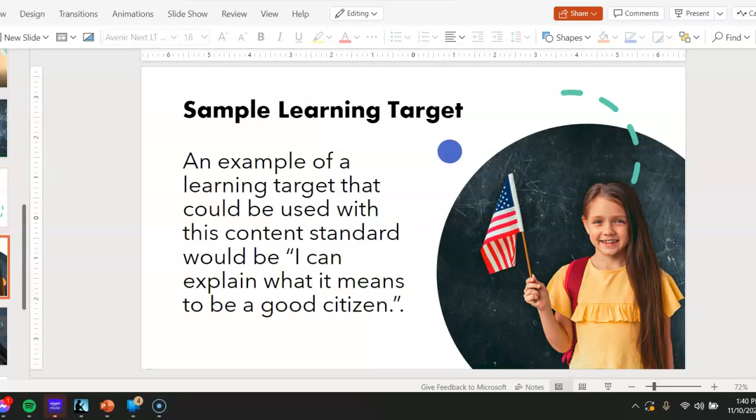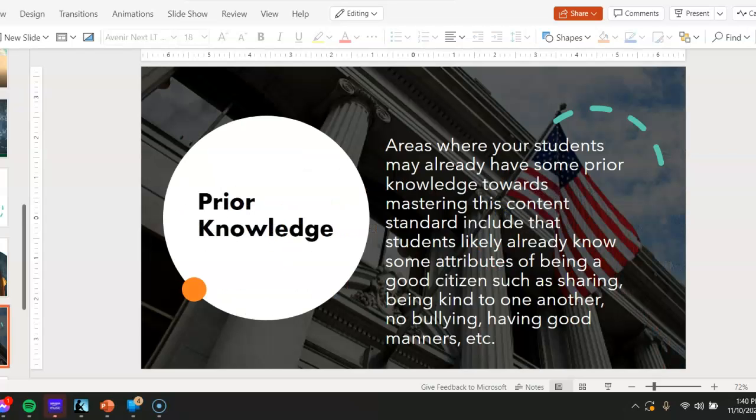Sample learning target. An example of a learning target that could be used with this content standard would be, I can explain what it means to be a good citizen. Prior knowledge. Areas where your student may already have some prior knowledge towards mastering this content standard include that students likely already know some attributes of being a good citizen, such as sharing, being kind to one another, no bullying, having good manners, etc.